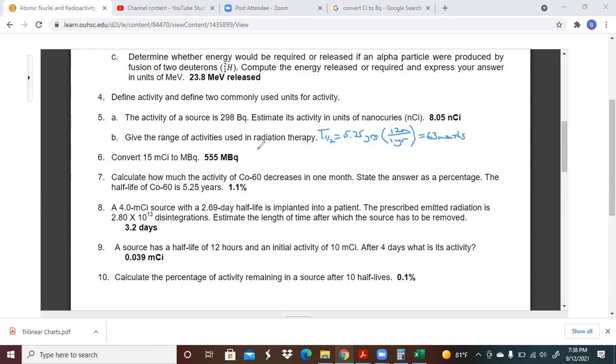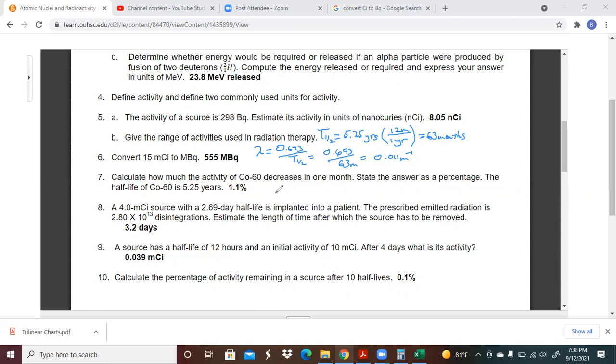What we're going to do is we're going to determine our decay constant. We know that one of our equations here, 0.693 divided by the half-life, will give us this value. 63 months. That turns out to be 0.011 per month.